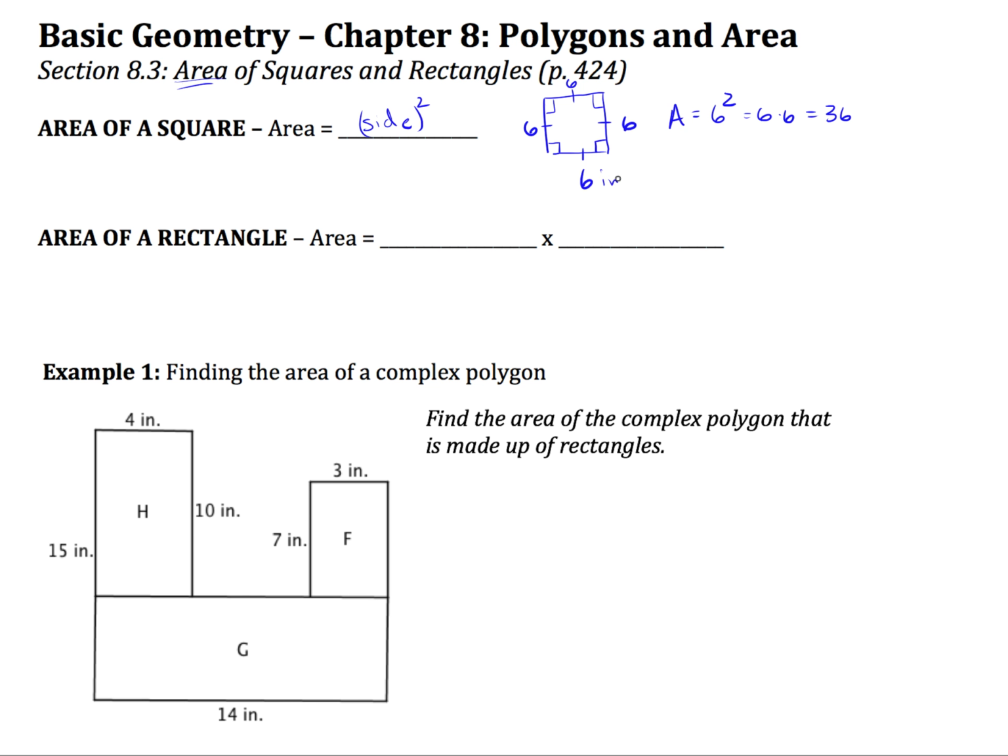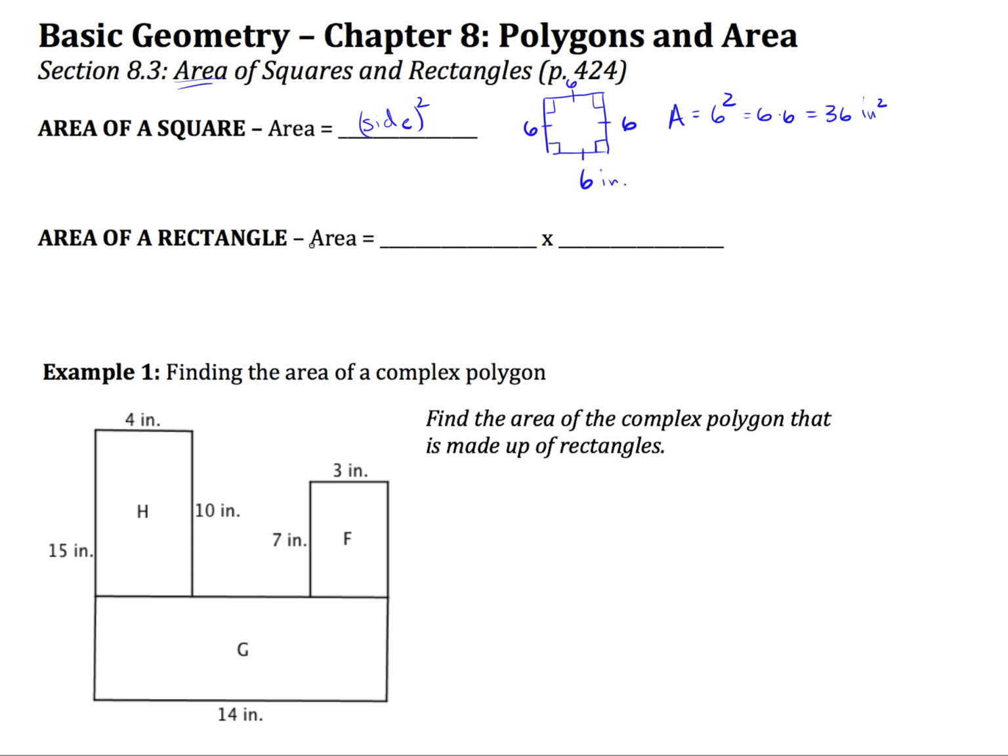If I were looking at inches for my unit here, then my unit on my area would be inches squared, or sometimes you'll hear it called square inches, right? So that's the real simple definition for the area of a square. You just take the side and you multiply it times itself.